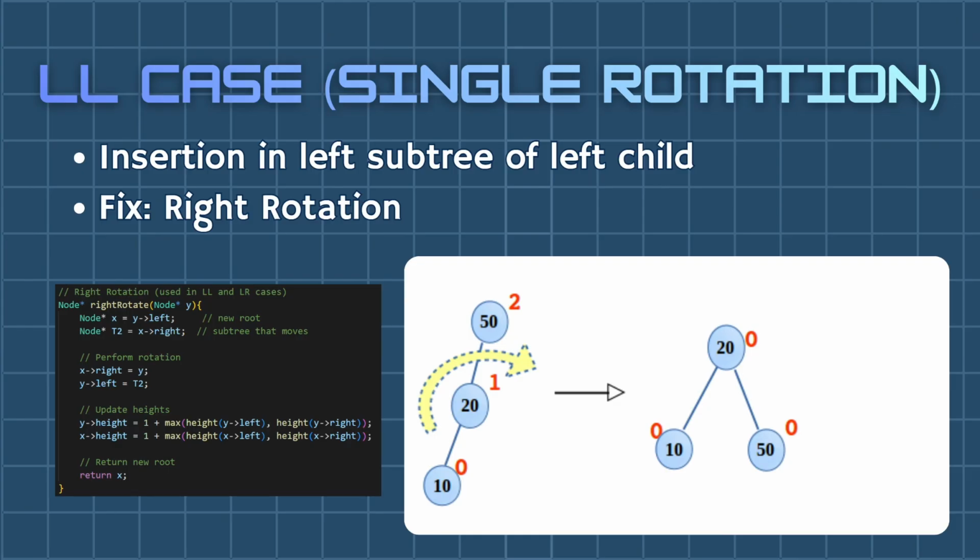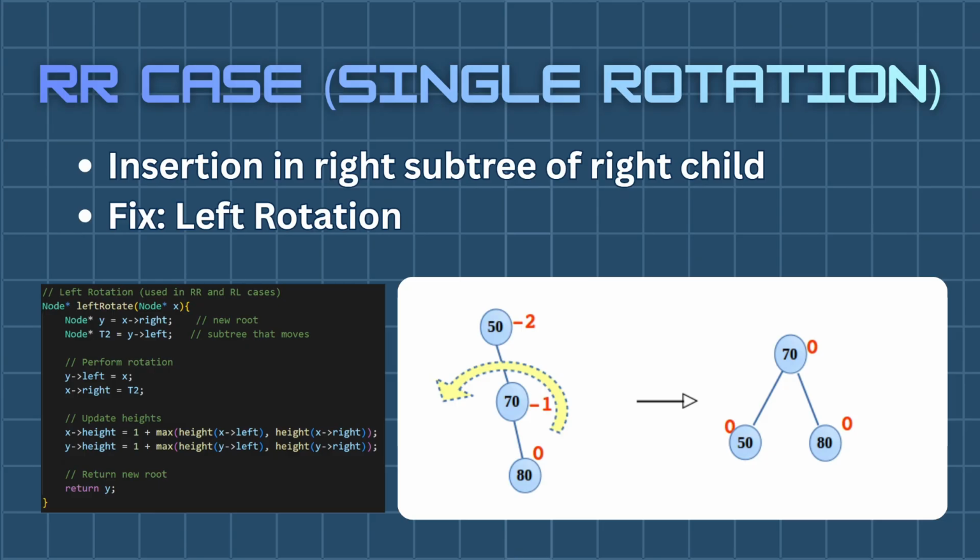Let's start with the LL case. This happens when a node becomes unbalanced because a value was inserted into the left subtree of the left child. For example, if we insert 50, 20, and 10, the tree becomes heavy on the left side. To fix this, we perform a right rotation. After the rotation, the tree becomes balanced again, and the middle value becomes the new root.